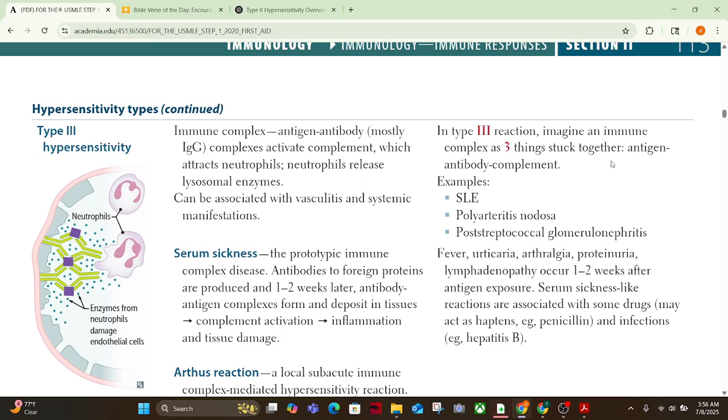Now, you see here examples of type 3 hypersensitivity would be serum sickness, also SLE. What is SLE? In SLE, our own body recognizes our own DNA as antigen. That's the problem. In SLE, our body attacks itself because it's not able to recognize its own. Okay, now that's SLE.